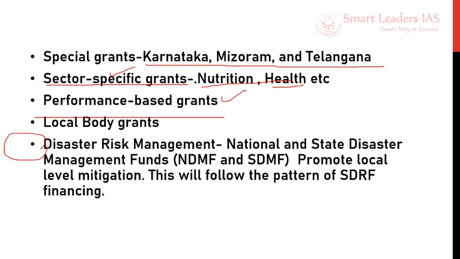And for disaster risk management, it proposes two new funds. One, the National Disaster Management Fund. Management fund, this is very important. Already we have NDRF and SDRF. What are they? National Disaster Response Fund. So this fund will kick in only after the onset of a disaster. Response alone. Here the Finance Commission is saying start a management fund on the lines of NDRF and SDRF. This will promote mitigation. Protection before it comes. Mitigation of risk. Right?